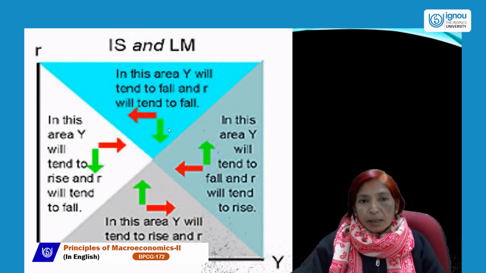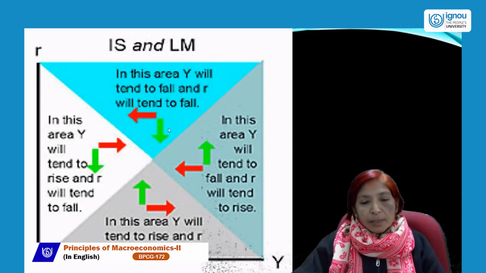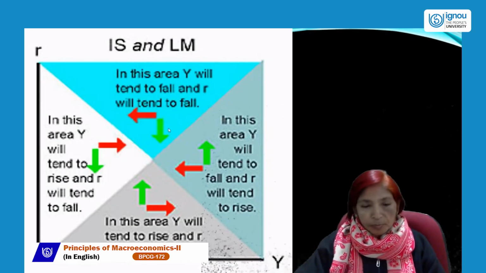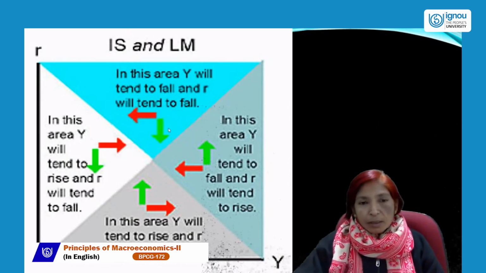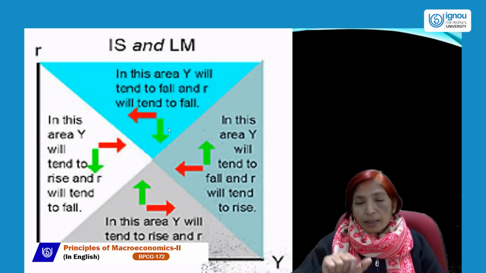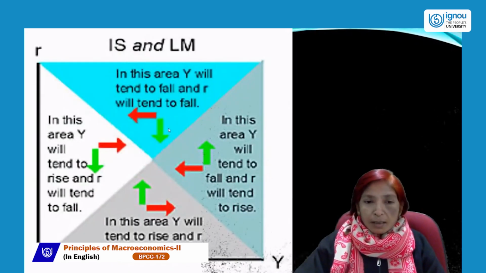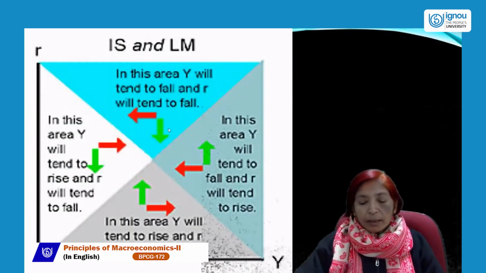So in this case of disequilibrium, sometimes income will be higher and the rate of interest lower, sometimes income will be lower and the rate of interest higher, sometimes income and rate of interest both will rise, and in some cases income and rate of interest both will tend to fall. But in each and every situation, a disequilibrium position will occur, because equilibrium always exists at that point where the IS and LM curves intersect each other, and the equilibrium level of rate of interest remains R and the income level remains only one, that is Y.